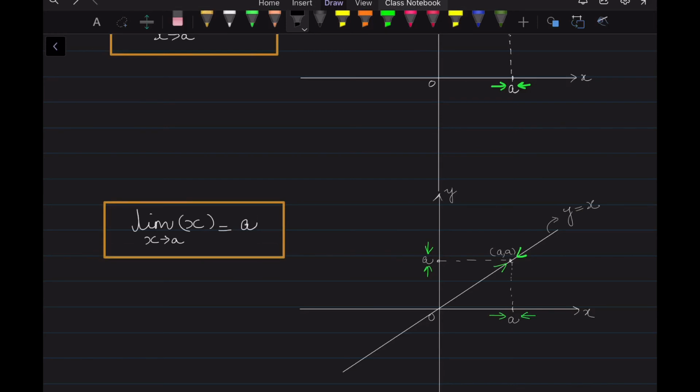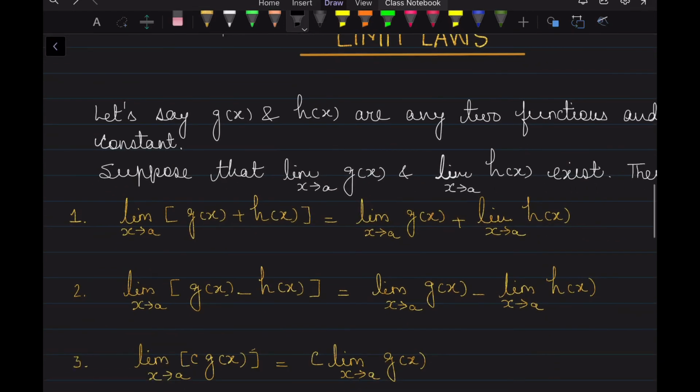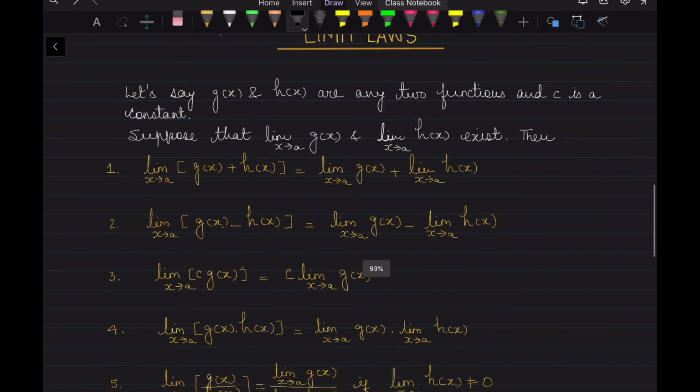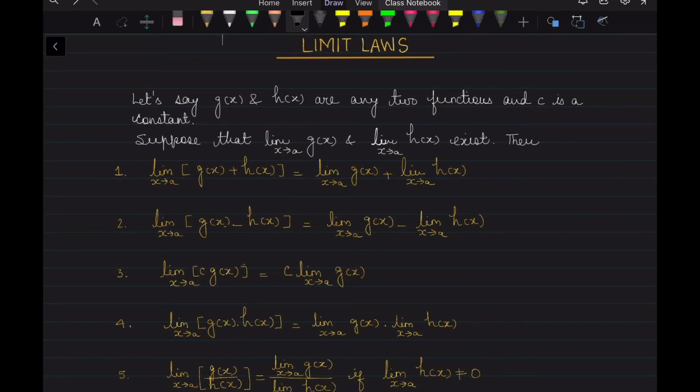And now I'm going to share with you the list of limit laws which I have right here. This is just the part of the list where you can see the first 5 limit laws. Let's first see what is the statement of the limit laws. It says, suppose we have g(x) and h(x), any two functions, and c is a constant, and further we suppose that the limit of g and the limit of h exist. In that case, we have the limit of a sum is equal to the sum of the limits. And this is the first limit law that we just discussed in the beginning.